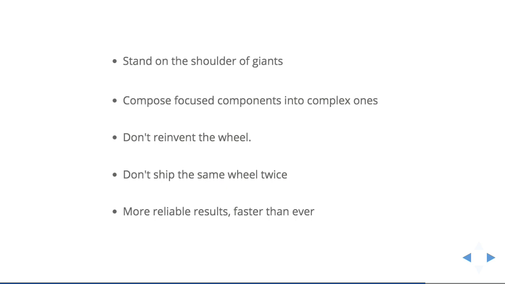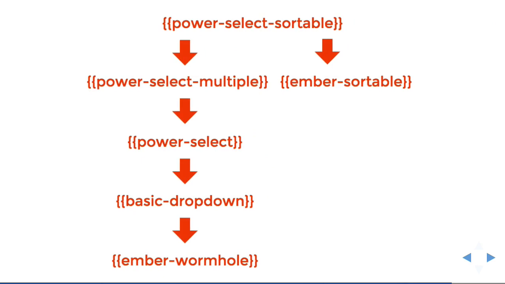And you get more reliable results faster. We made this thing within a few minutes. It's as rock solid as Ember Power Select and Ember Sortable are as standalone things combined. This is the current structure. Power Select Sortable depends on Ember Power Select Multiple, that depends on Power Select, that depends on Basic Dropdown, that depends on Wormhole, and also uses Ember Sortable. And we did this with a few lines. Very little effort for very good results within the time.